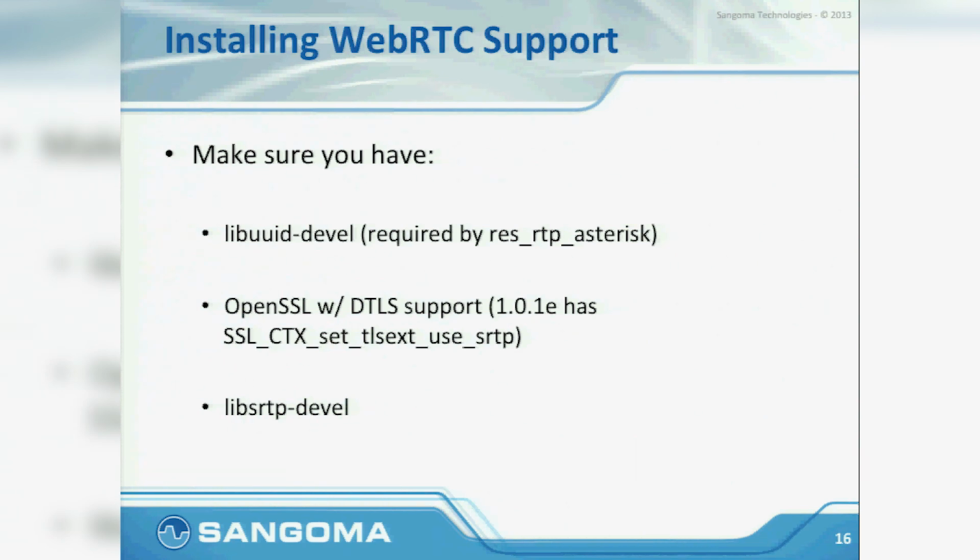So when installing WebRTC support to Asterisk, these are the three things that you should make sure you have in the host where you're compiling Asterisk, assuming you're compiling it. I don't know how many people still compile Asterisk. Most people still compile Asterisk, yeah? Okay, so if you're compiling Asterisk, you're going to have to make sure that you have libuuid-devel, OpenSSL with DTLS support, so you need a recent version of OpenSSL, and the libsrtp development headers.